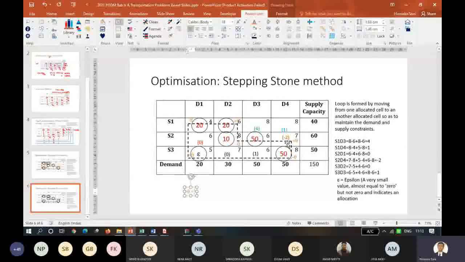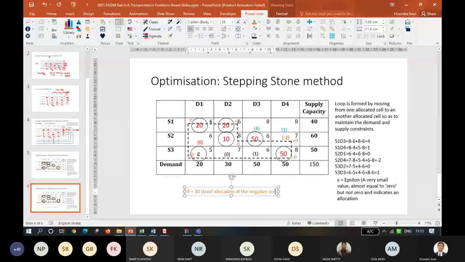So theta would be equal to 10, which is the least allocation at the negative corners of the loop. Will you remember this now?